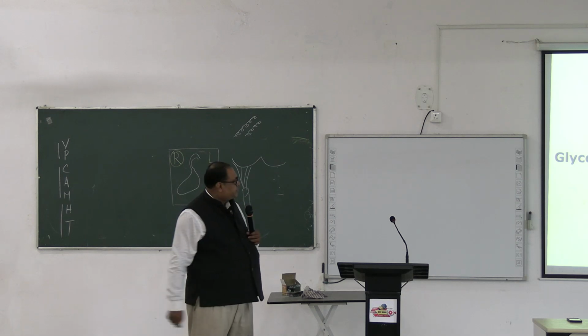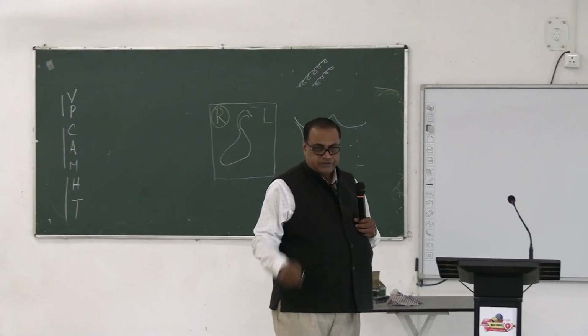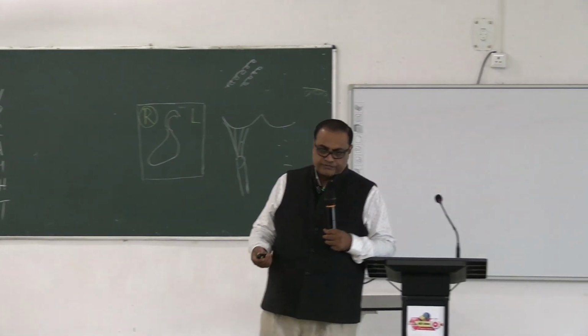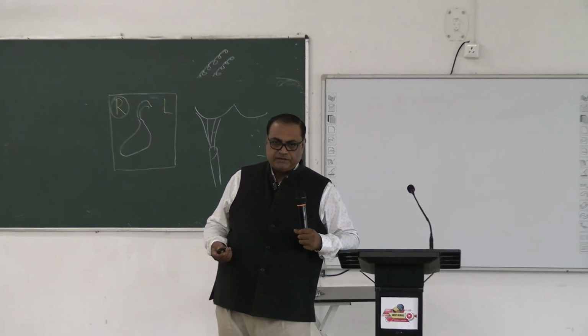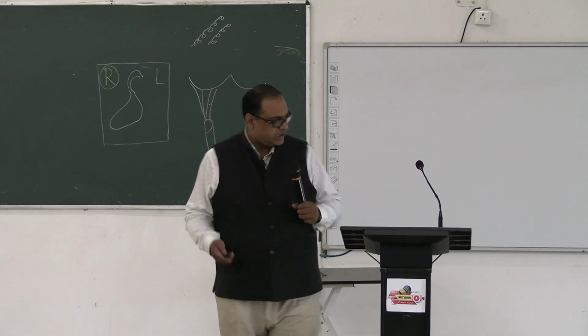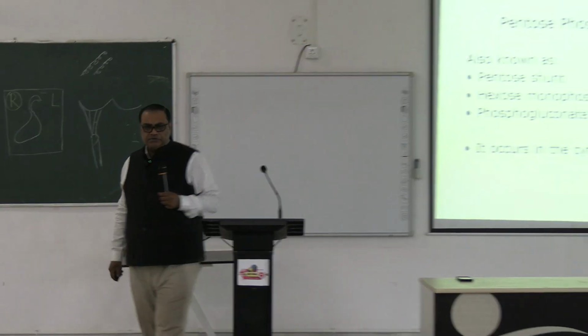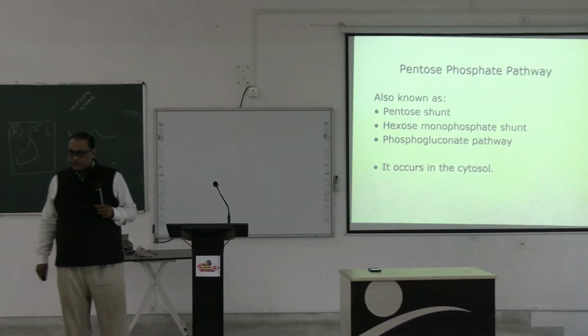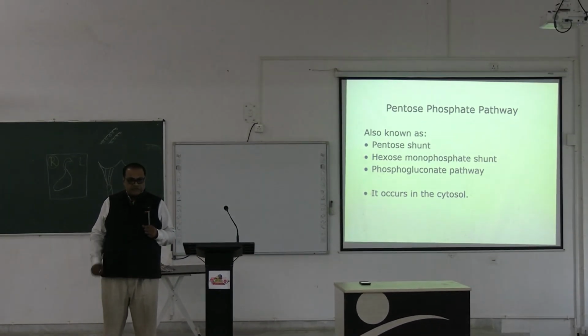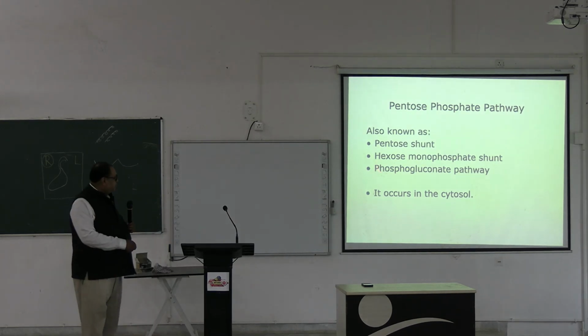Now this pathway produces pentose phosphates, so it is called pentose phosphate pathway. This pathway also produces hexose phosphate. So hexose monophosphate shunt pathway, HMP. Both the names are there. The first intermediate of this pathway is phosphogluconic acid, so then another name is phosphogluconate pathway. So these are the three alternate names for pentose phosphate pathway or HMP shunt pathway.